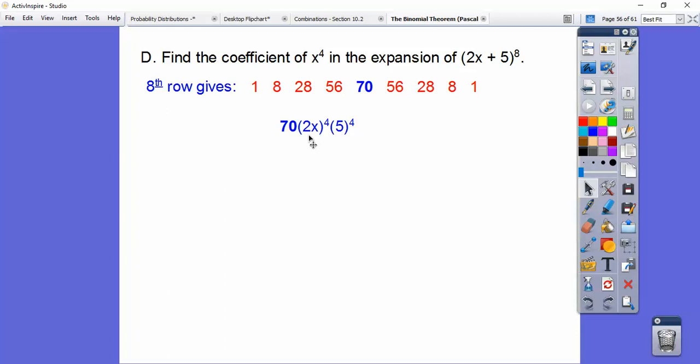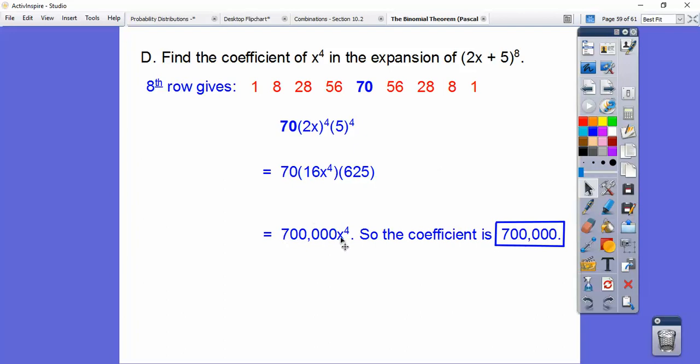So there's going to get me my x to the fourth. Remember, this guy goes here, x to the eighth, and then this is going to be to the seventh, sixth, fifth, fourth, and it says find the coefficient of x to the fourth. 2 to the fourth is 16, 5 to the fourth is 625, and then we multiply 70 times 16 times 625, and that's going to get us that right there. So what is the coefficient? The coefficient is the number in the front right there. So the coefficient is 700,000.